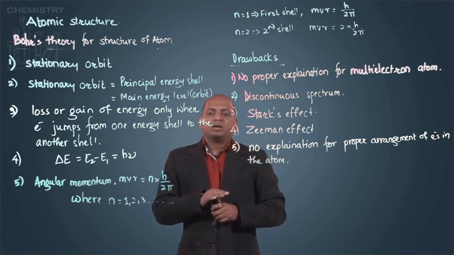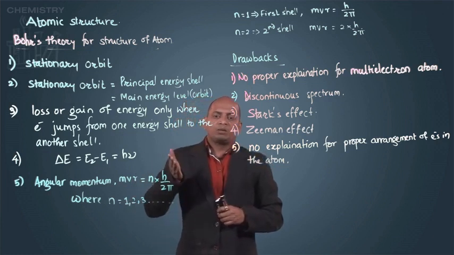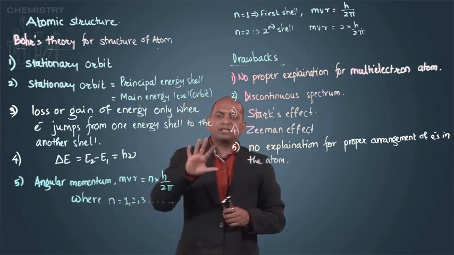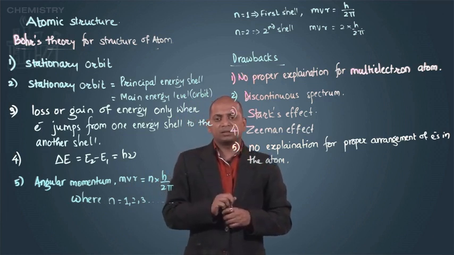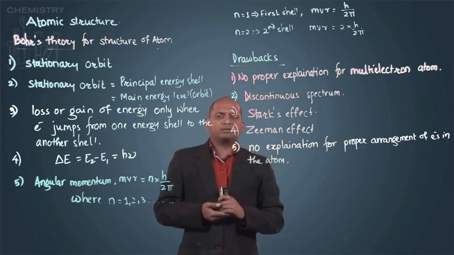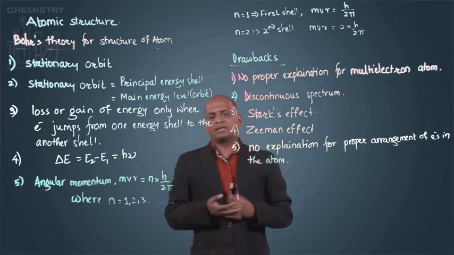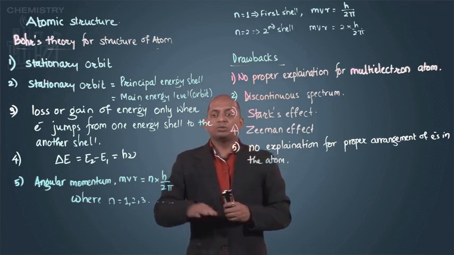Now, in the next session we will be discussing the relation between radius and number of shells, atomic number, or rather we will derive some of the formulas for radius, energy of the electron, velocity of the electron and so on by using Bohr's theory.